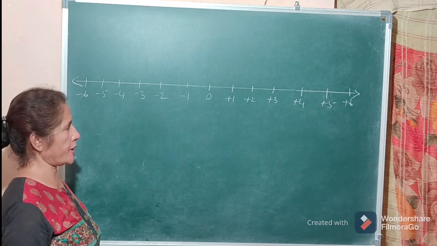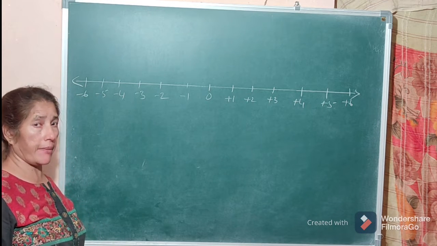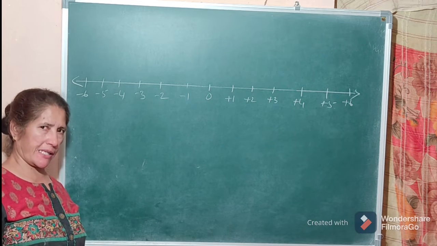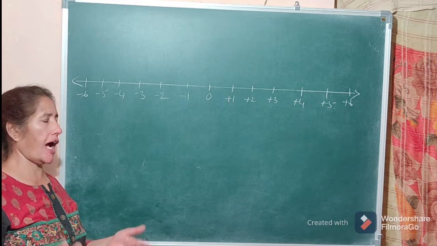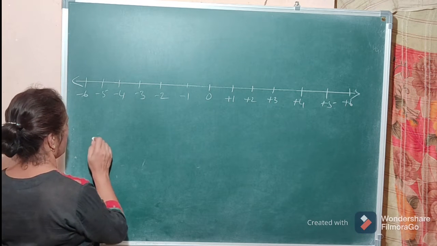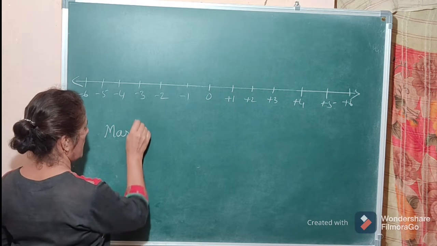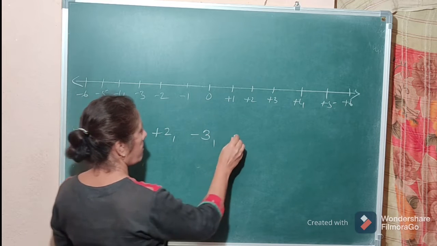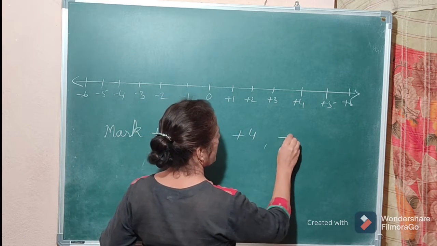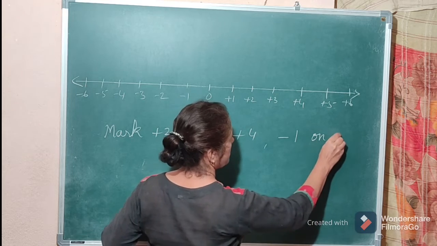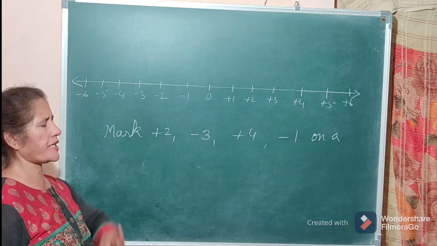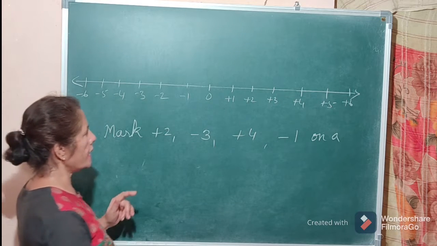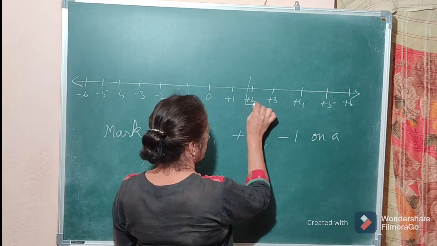After this, they may ask you to locate or underline +2, -3, +4, -1 on a number line. That doesn't mean only these points have to be there. Write down all the points and mark. So 2 should be marked. So I put like this.